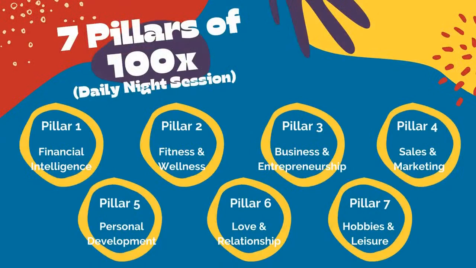Pillars are used to uphold purposes. At 100x, we believe that every entrepreneur should embark on a purposeful journey. 100x is built on 7 pillars: financial intelligence, fitness and wellness, business and entrepreneurship, sales and marketing, personal development, love and relationship, and hobbies and leisure.